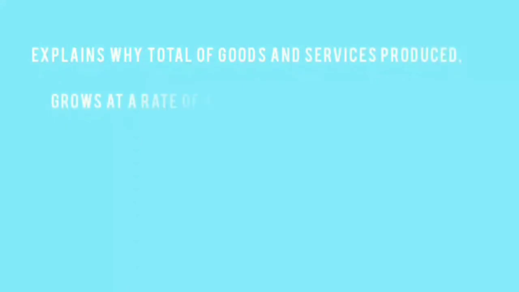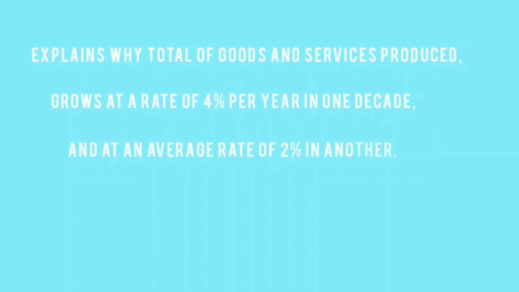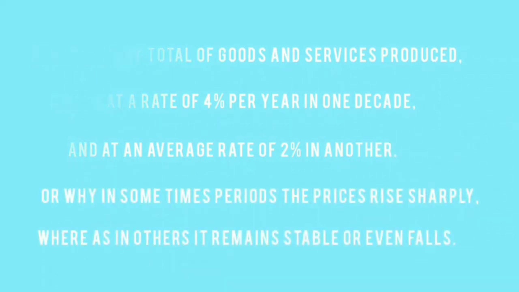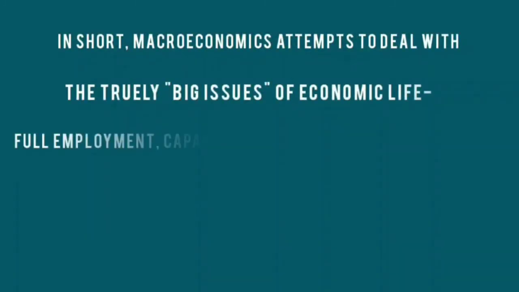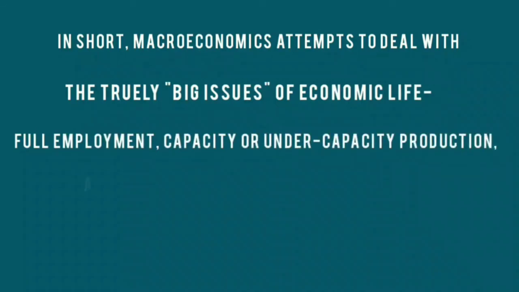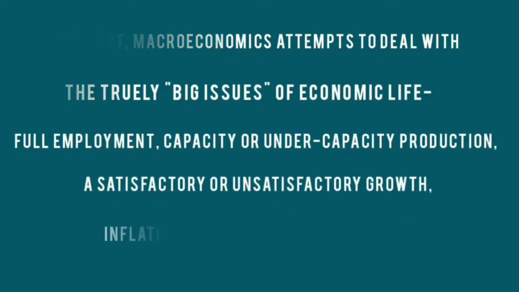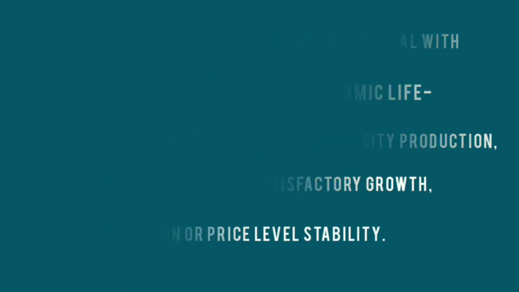It also seeks to explain why the total of goods and services produced grows at an average rate of 4% per year in one decade and at an average rate of 2% in another, or why in some time period the price level rises sharply, while in others it remains stable or even falls. In short, macroeconomics attempts to deal with the truly big issues of economic life: full employment, capacity or undercapacity production, a satisfactory or unsatisfactory rate of growth, inflation or price level stability.